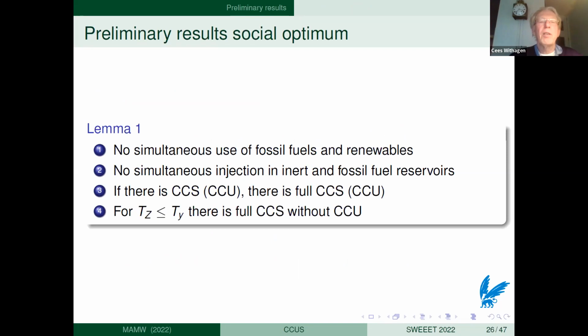And if there is CCS, so if B is positive, then there is full CCS, meaning that all generated CO2 will be inserted in inactive wells. The same holds for utilization. If there is utilization, then it is full utilization. Okay, and in the final stage before renewables take over, there is only full CCS. And the proof is in the paper, and it's a long proof.